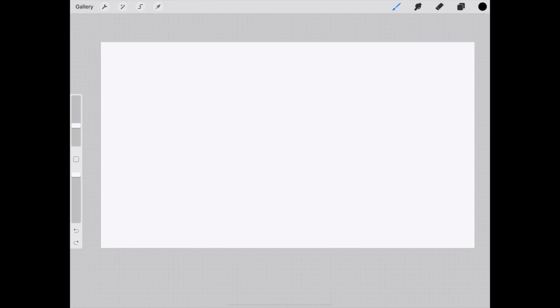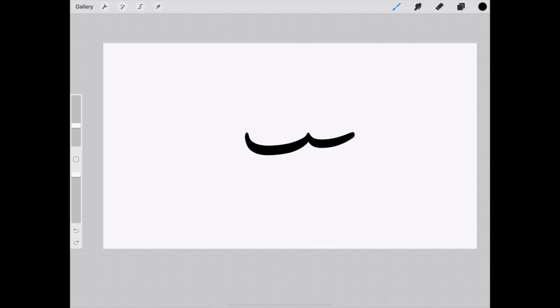The ba could be at the end of the word with an attached letter before. It could be written like this, and if we add the two dhammas on top, it becomes bun again. Again, the tanween happens only at the end of a word.